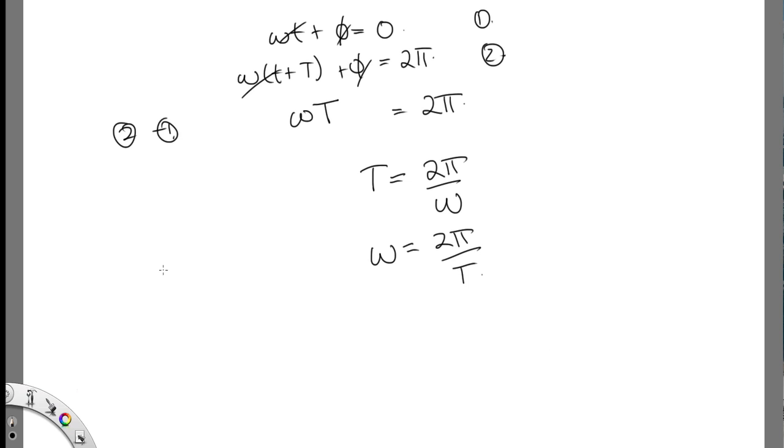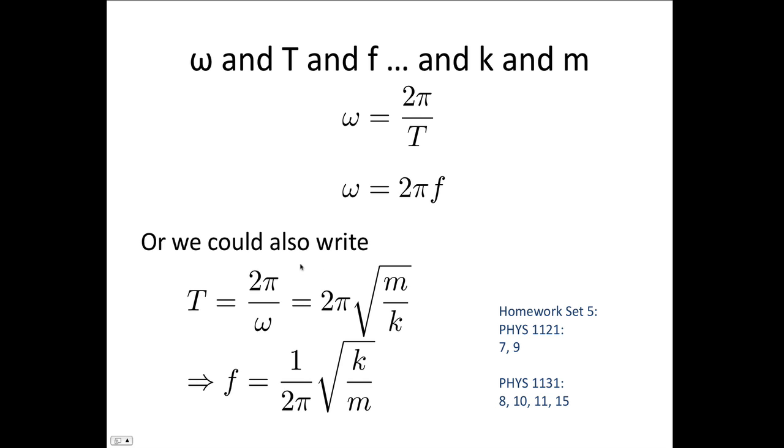Now, as you know, the period is the inverse of the frequency. So we could also write omega is equal to 2 pi f. Now, we've said omega is equal to root k on m. So T is equal to 2 pi root m on k, and f is equal to 1 over 2 pi root k on m. This actually appears on your formula sheet.